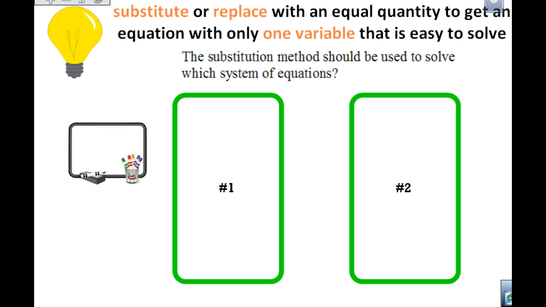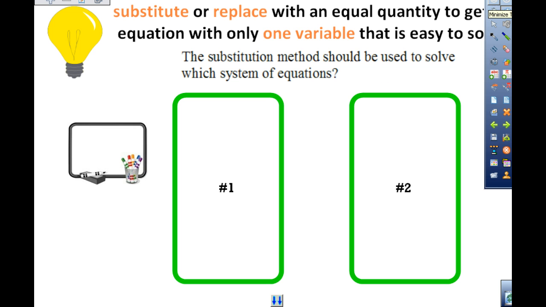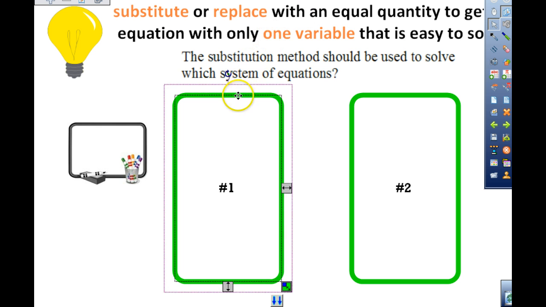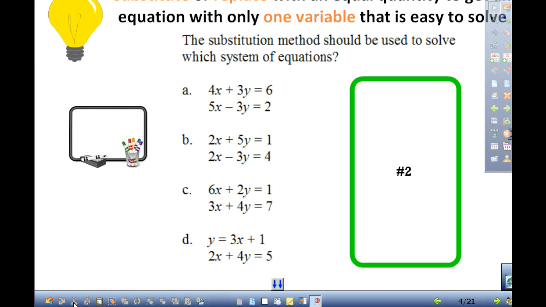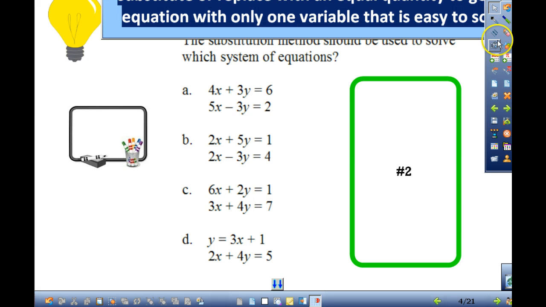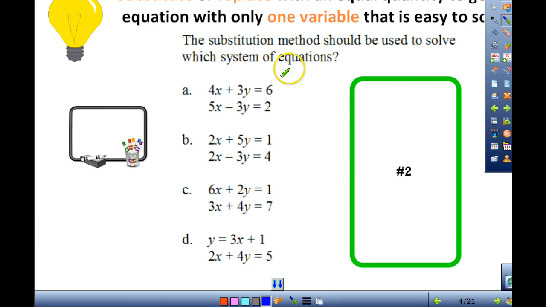So first off, I want to just be able to identify, well, of these here, which one is good for a system of equations by substitution? A, B, C, or D? Okay, and what gives it away? Why is it better for substitution?